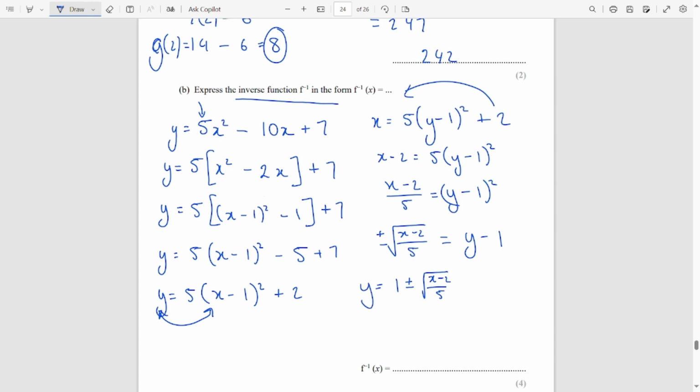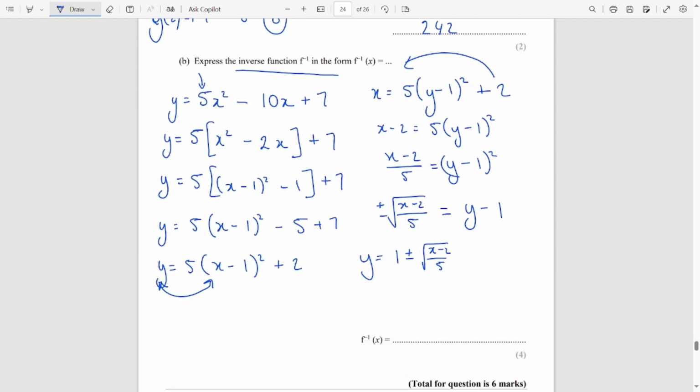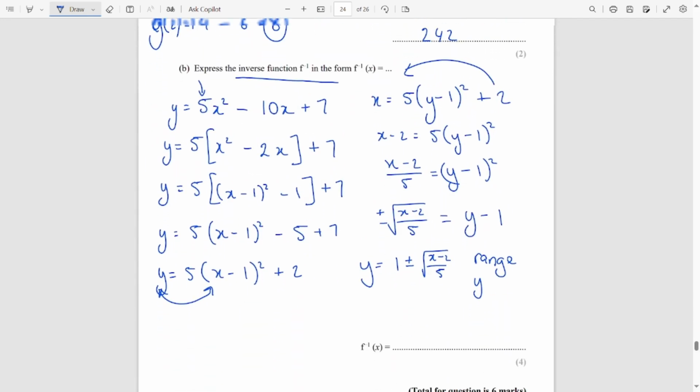Okay, so we have successfully rearranged it. The problem that we have is just the plus minus part. So they always want you to select one, either the positive or the negative. And which one you select will depend on the domain that they give you. They'll always give you this. So in our case, the domain for the original function f of x was x greater than or equal to 1. Now the domain of the original function becomes the range of the inverse. So in our case, the range, so the outputs, is going to be y greater than or equal to 1.